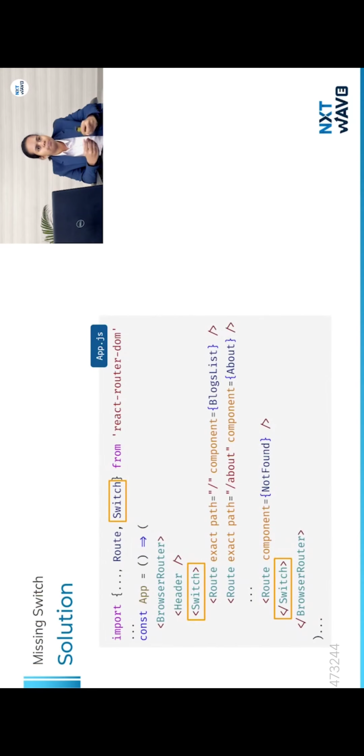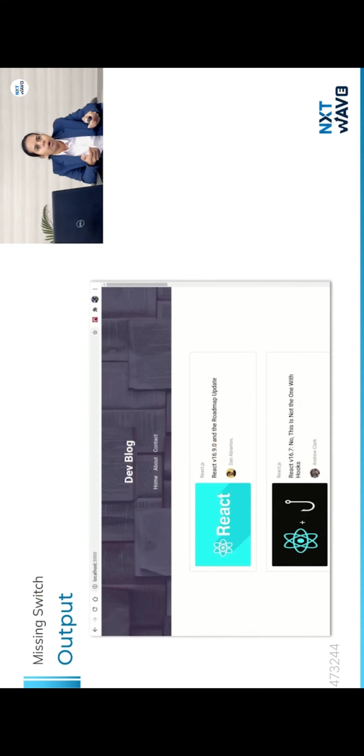Okay, so what do we have to do? We have to enclose the routes within the switch. There you can see we have wrapped the routes with the switch. Now we'll get our expected output.